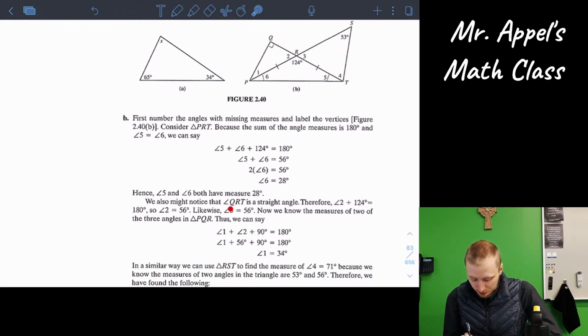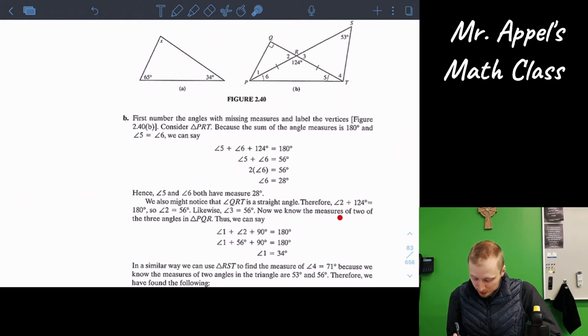We might notice that angle QRT is a straight angle. Therefore, angle 2 plus 124 degrees equals 180 degrees. So angle 2 equals 56. Likewise, angle 3 equals 56, right? Another straight angle along there.